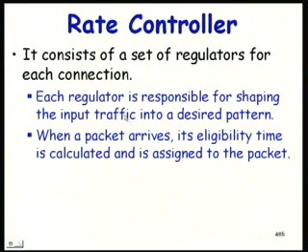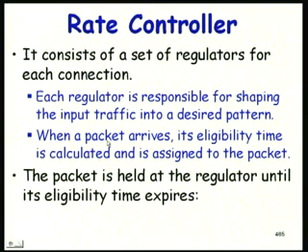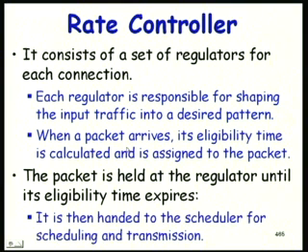So, the rate controller is implemented through a set of regulators. The regulator will examine the packet as it arrives and it will mark it with an eligibility time, and the regulator will hold it until the eligibility time expires. Again, just check here that all traffic shaping is based on delaying the packet in some queue. Now, once the eligibility time has expired, the regulator hands it to the scheduler for transmission.